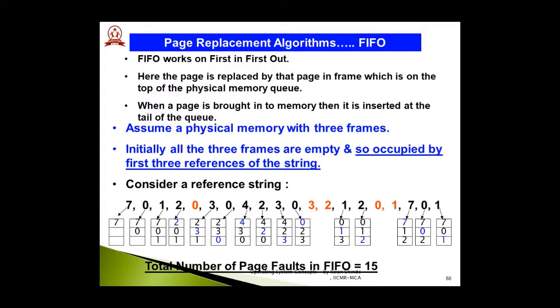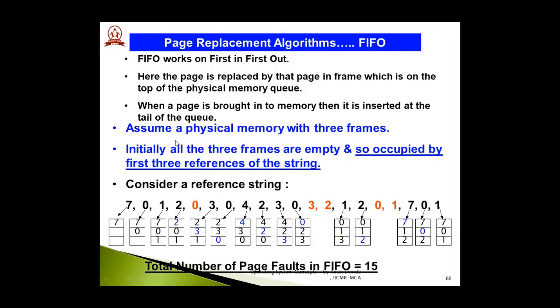Here, the page that is replaced is the page in the frame which is on the top of the physical memory queue. And when a page is brought into memory, it is inserted at the tail of the queue. Now, how does it work? Let's understand with the help of an example. Before we start the example, initially some number of frames will be given to you, and you need to first understand how many frames are given as far as physical memory is concerned.